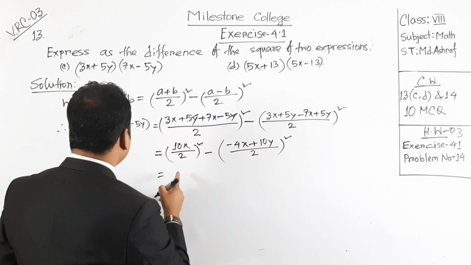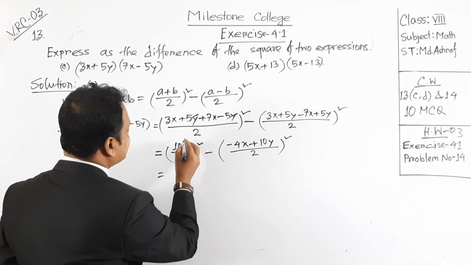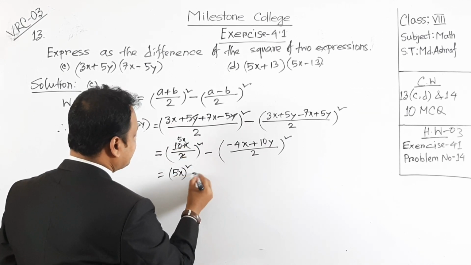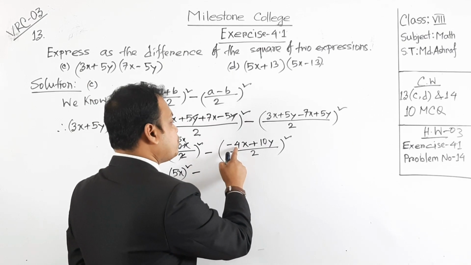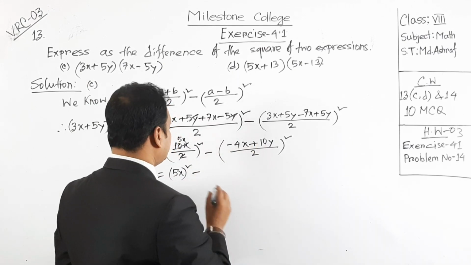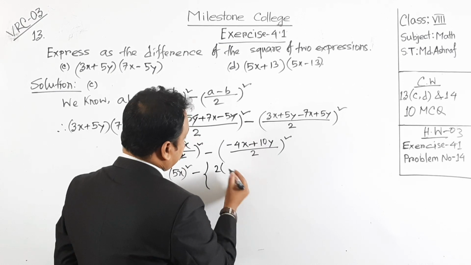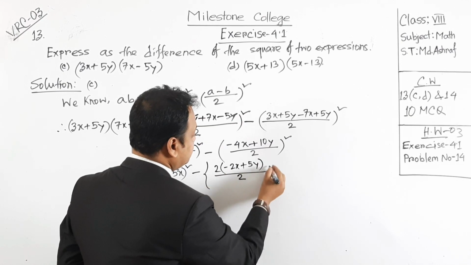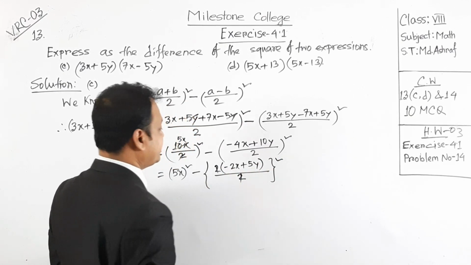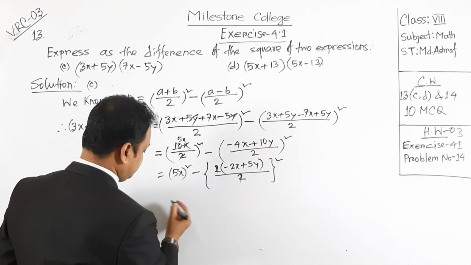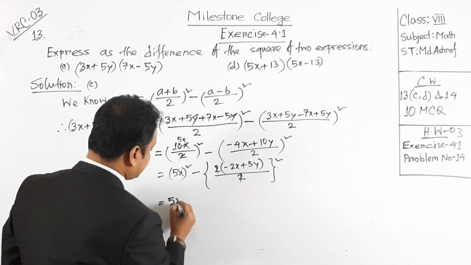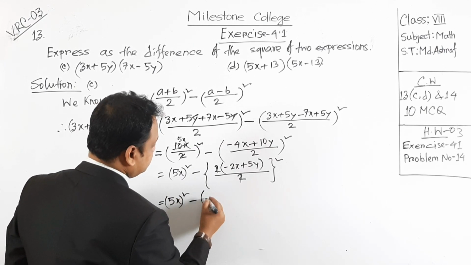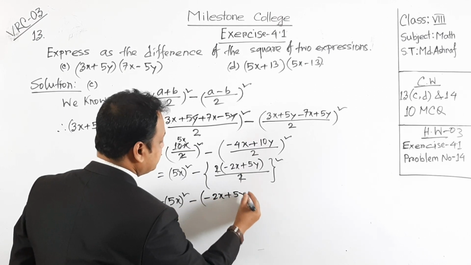Now divide 10 by 2. What will you get? 10x divided by 2 will get 5x. So we will get 5x whole square minus. Then in minus 4x and 10y, in both cases we get a common 2. Take common 2 and we get minus 2x plus 5y, divided by 2 whole square. The 2 will be eliminated. Then what will remain here? We get 5x whole square minus 2x plus 5y whole square.